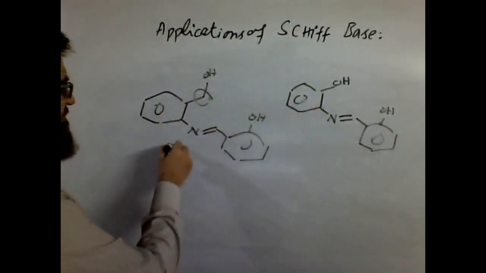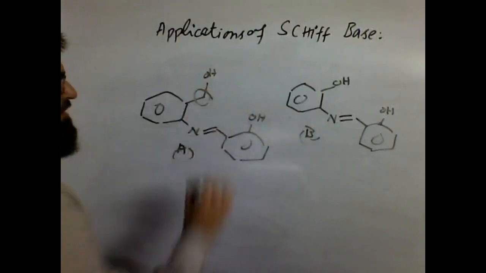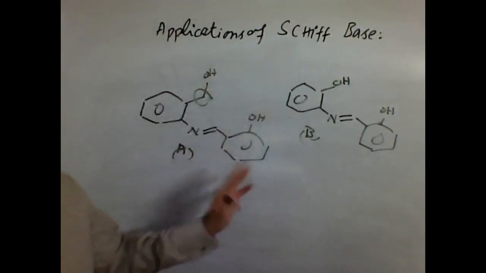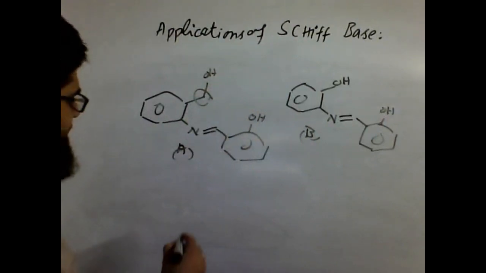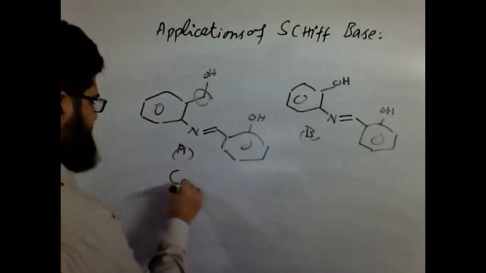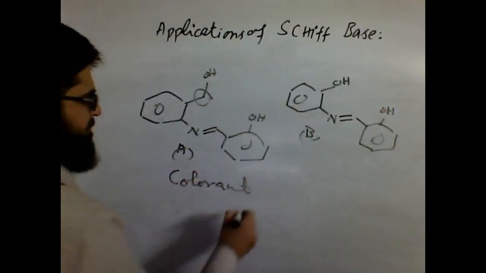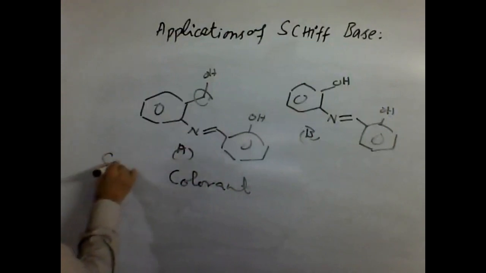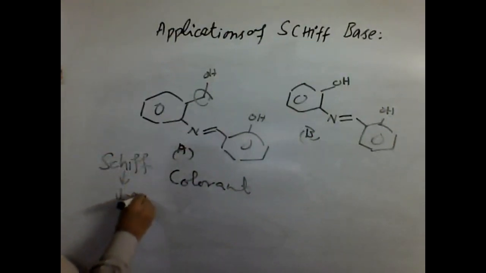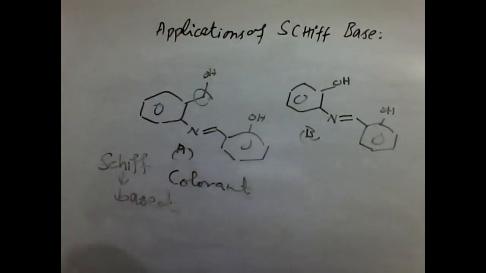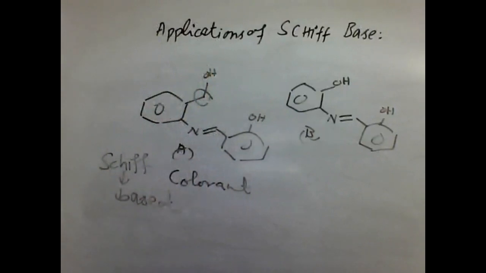Let's say this one is A and this is B. The B carries 1 extra carbon. The rest is the same. So these are the dyes, compounds, colorants, Schiff colorants, I would say. Schiff based colorants actually being used. One can imagine how they have been produced.